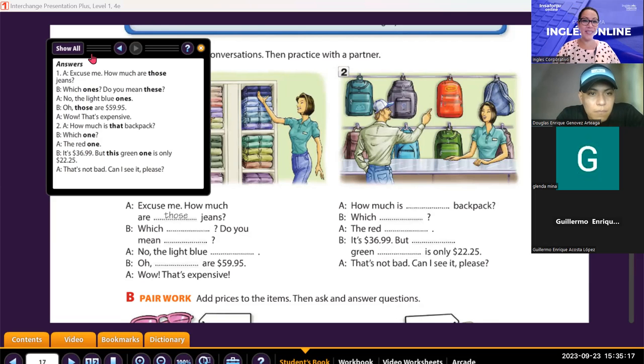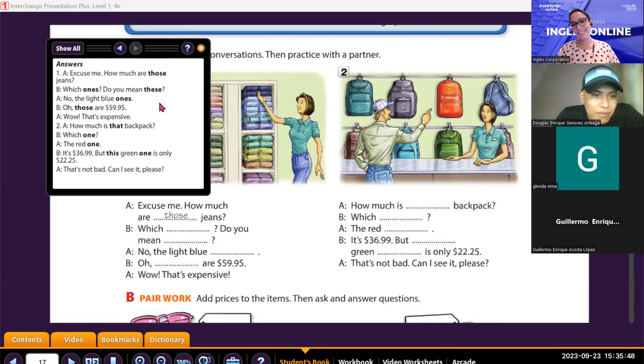You start now. You are A. You begin with A and Douglas continue. Excuse me, how much are those jeans? Which ones? Do you mean these? No, the light blue ones. Oh, those are $59.95. Whoa, that's expensive. Oh, bueno, sigo yo.